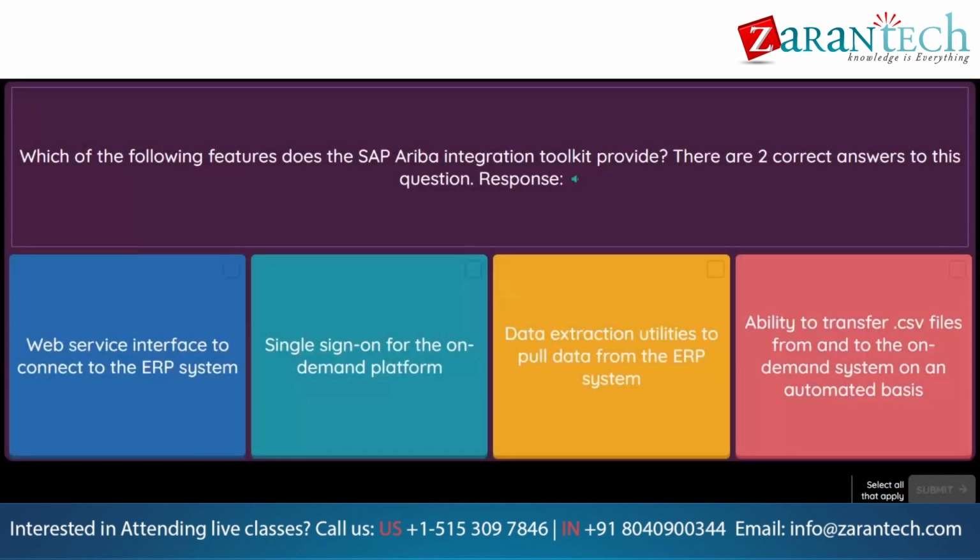Question: which of the following features does the SAP Ariba Integration Toolkit provide? There are 2 correct answers to this question. Response. Option 1, web service interface to connect to the ERP system. Option 2, single sign-on for the on-demand platform. Option 3, data extraction utilities to pull data from the ERP system. Option 4, ability to transfer .csv files from and to the on-demand system on an automated basis.